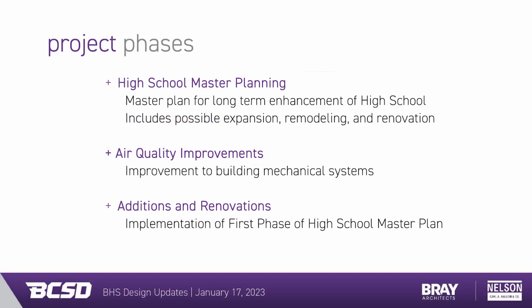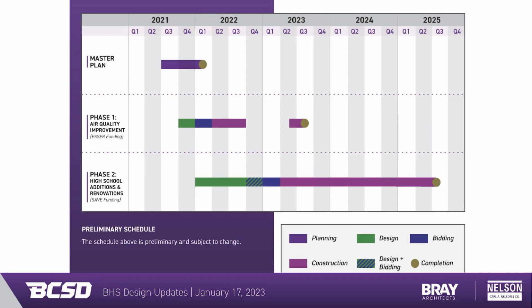The proposed construction project is broken down into 3 phases: high school master planning, air quality improvements, and additions and renovations. Master planning, which began in the summer of 2021, was an effort that looked at the long-range needs of the high school, as well as work to provide a new educational vision moving forward.